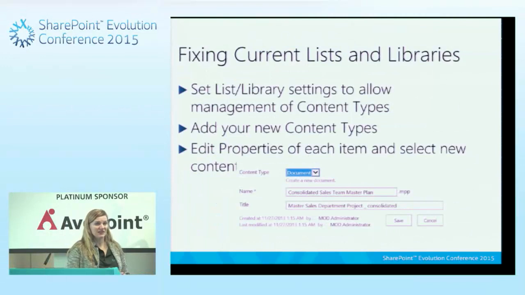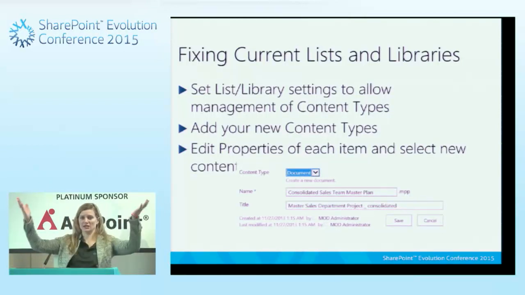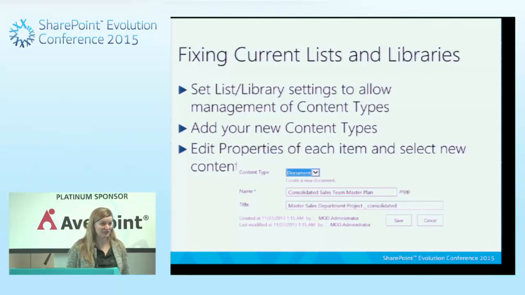If you've already got that jumbled mess, you can go in and fix it. If you've been in that company, just like me, where they said, here's SharePoint, use it, and everybody just starts throwing stuff in there, and now we need to somehow make it organized, go in and fix it. Turn on management of content types. You just have to go in that list setting or library setting and turn that on. And then you can go to each individual item. Unfortunately, it's each individual item, and set the property of the content type.